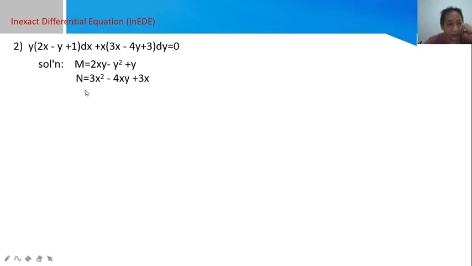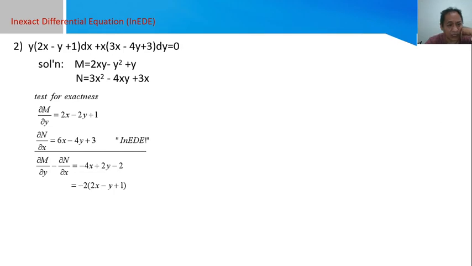I have to test for exactness by differentiating my m and n partially. The partial derivative of m with respect to y becomes 1, then 2x, minus 2y, correct? And 1. Differentiate n partially with respect to x: this is 6x, and with respect to x this becomes 1, so 4y is what remains, and we have 3. Now, the two are not equal, so this is inexact.